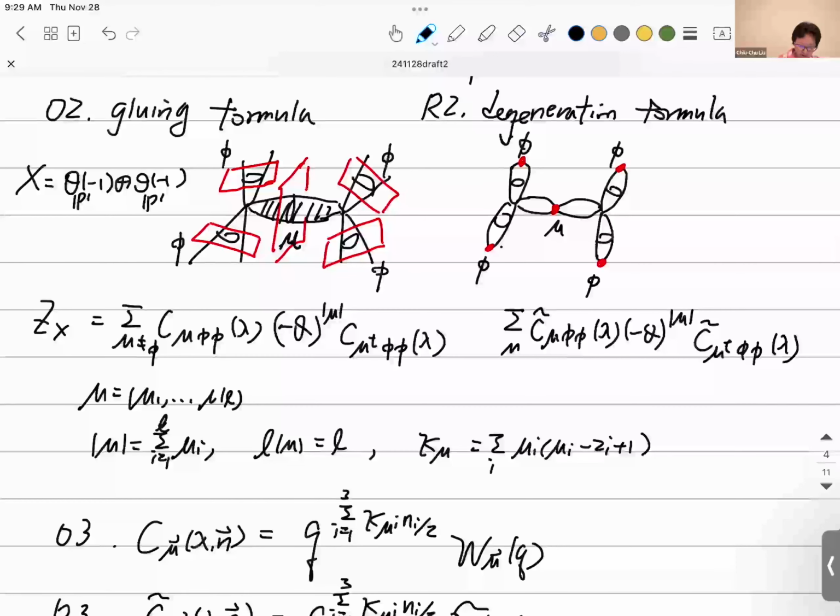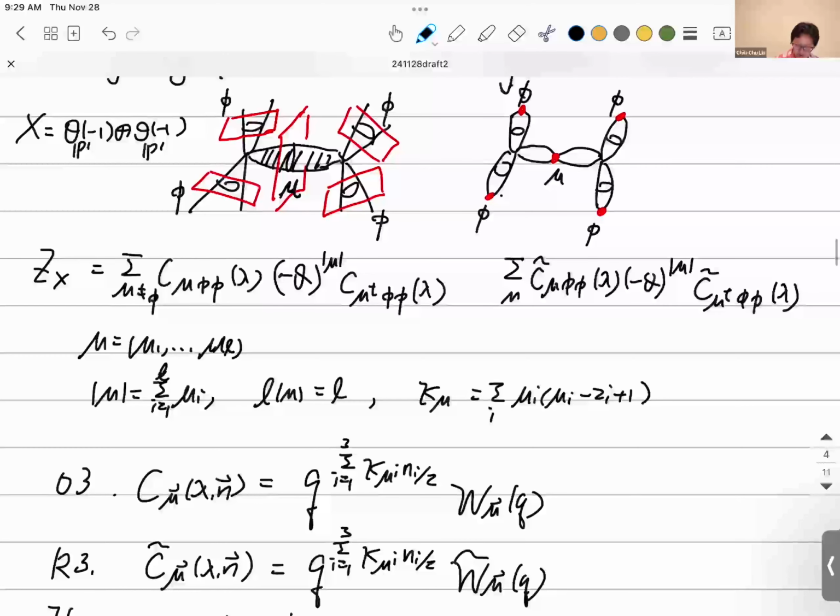Oh, so here's some notation. For a partition mu, the absolute value notation is the size of the partition, the sum of the components. The length of the partition, L mu, is the number of components, and kappa mu is just some number given by this formula.